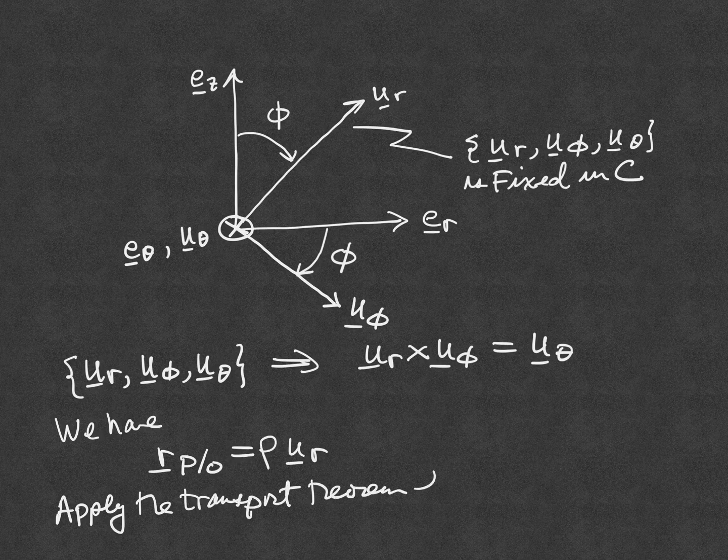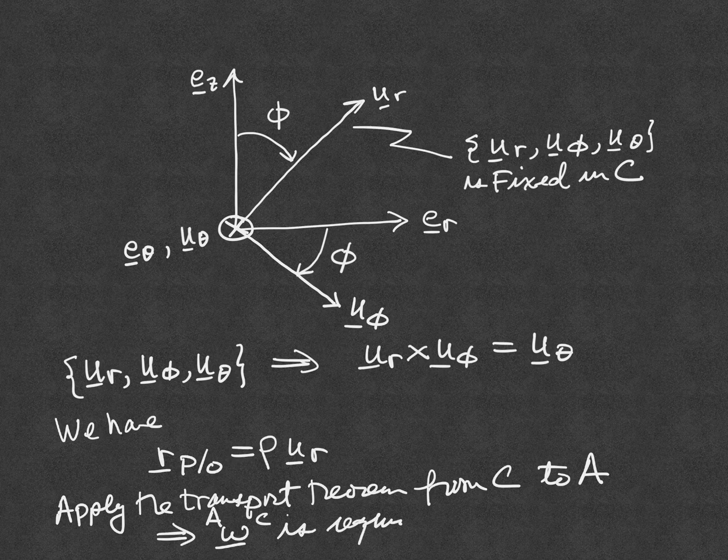From C to A. So in order to get this transport correct, we need the angular velocity of reference frame C in reference frame A. So we have to somehow figure out how to get that angular velocity.